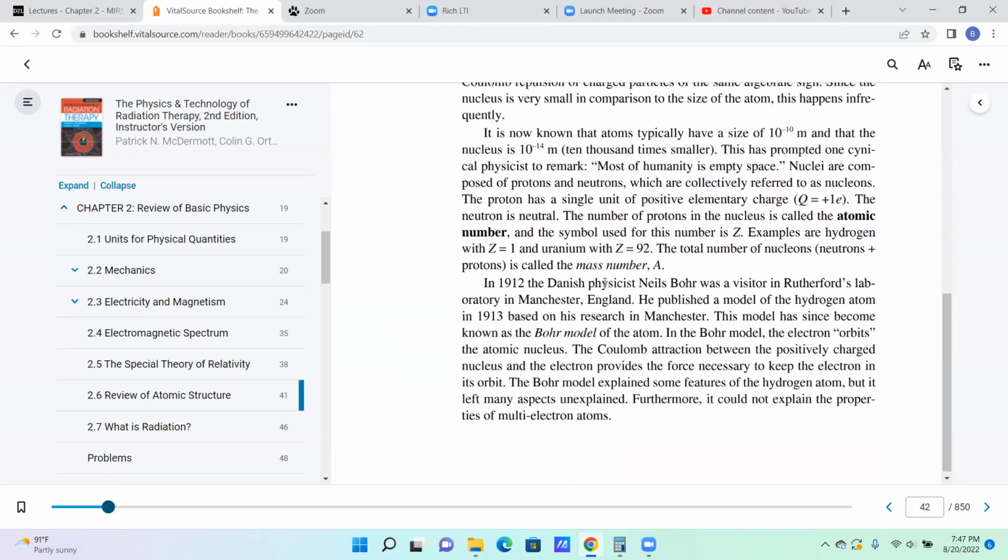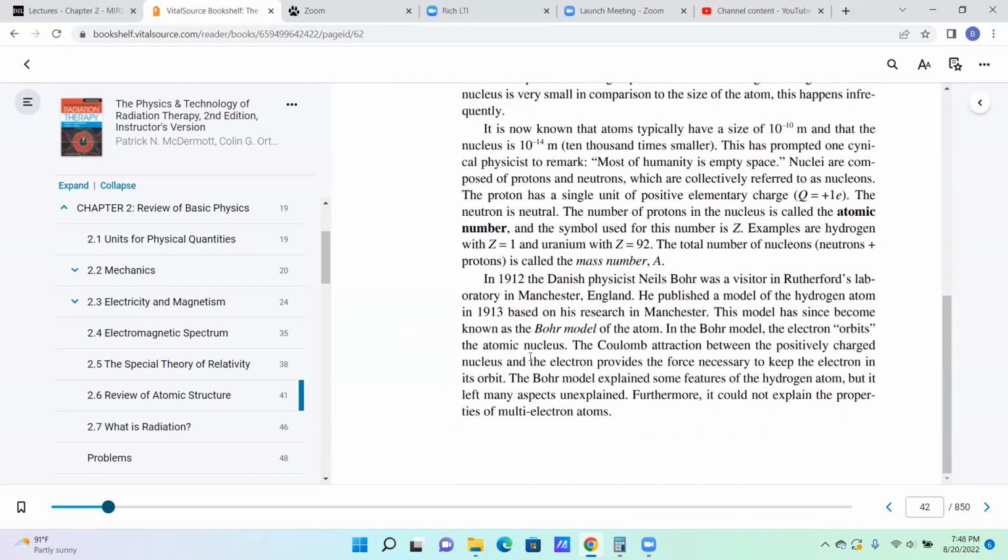In 1912, the Danish physicist Niels Bohr was a visitor in Rutherford's lab. He published a model of the hydrogen atom in 1913 based on his research in Manchester. And this model has since become known as the Bohr model. In the Bohr model, the electron orbits the atomic nucleus. The Coulomb attraction between the positively charged nucleus and the electron provides the force necessary to keep the electron in its orbit. It explained some features of the hydrogen atom, but it left many unexplained, and it couldn't explain the properties of multi-electron atoms.